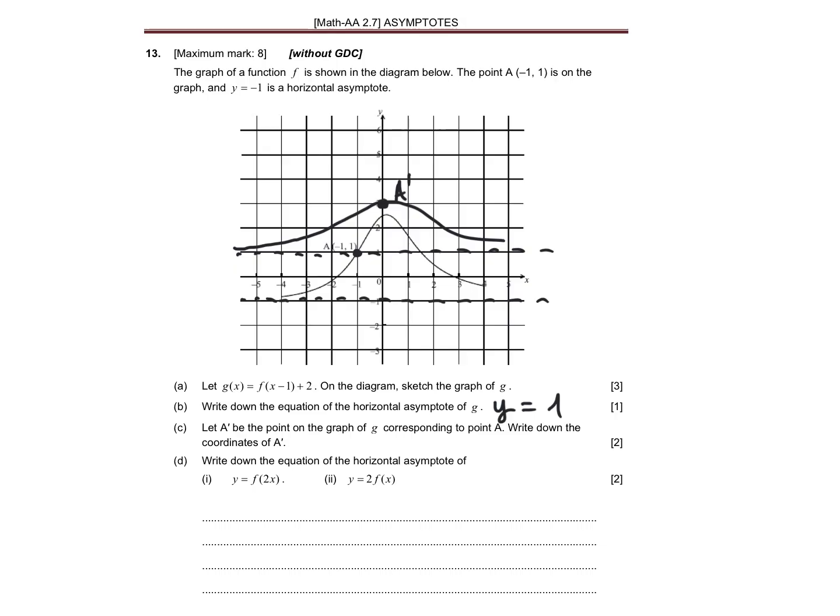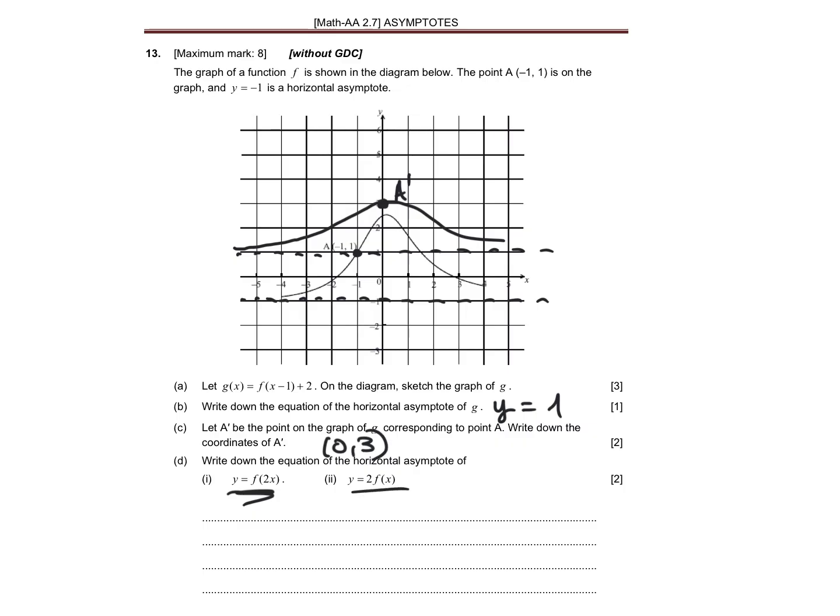So A prime, A dash, be the point on the graph of G corresponding with A, write down the, so we've already done that. It's 0, 3. Write down the equation of the horizontal asymptote. So this is just dividing the x's by 2. It's a horizontal compression. It does nothing to the horizontal asymptote. But this one multiplies it by 2.